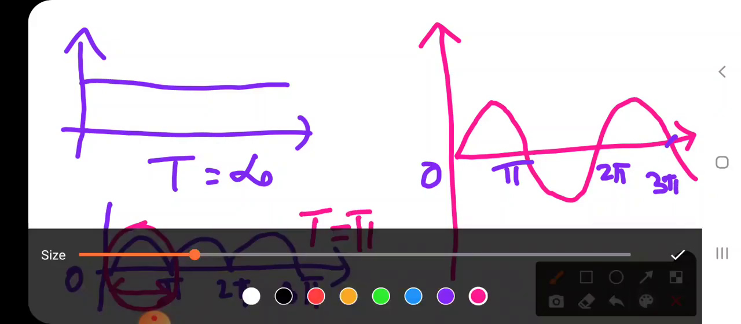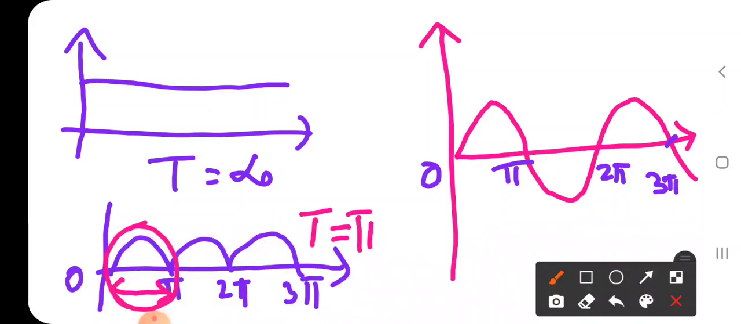And here what about the time period? At 0 the shape is started. The same thing is started again after 2 pi. So hence this duration is 2 pi. That means the time period of this quantity is 2 pi.